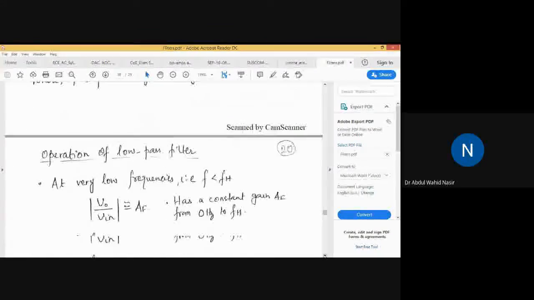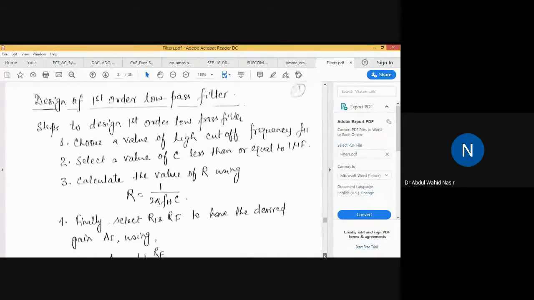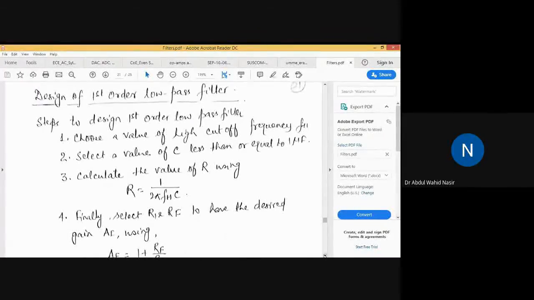So there are some rules for the design of a first order low pass filter. The first step is to choose a value of the high cutoff frequency fh. In a low pass filter, it will allow a signal to pass up to a frequency of some range, that is from 0 to fh.